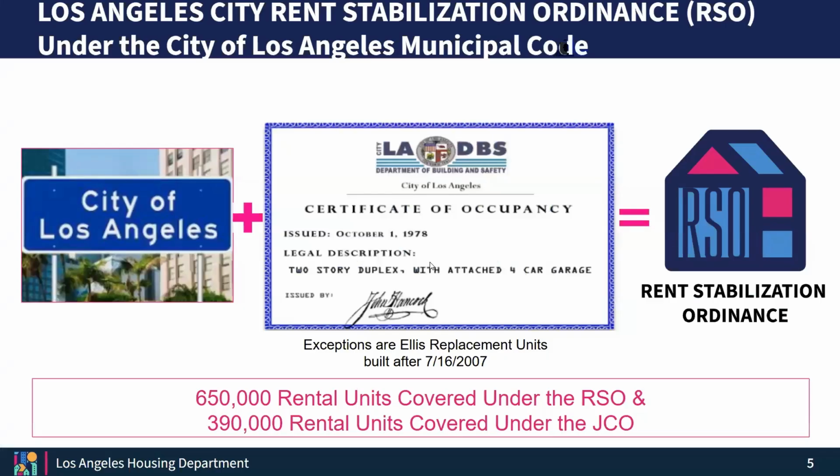Slide four. The City of Los Angeles rent stabilization ordinance under the City of Los Angeles Municipal Code has 650,000 rental units covered under the RSO and 390,000 rental units covered under just cause ordinance.